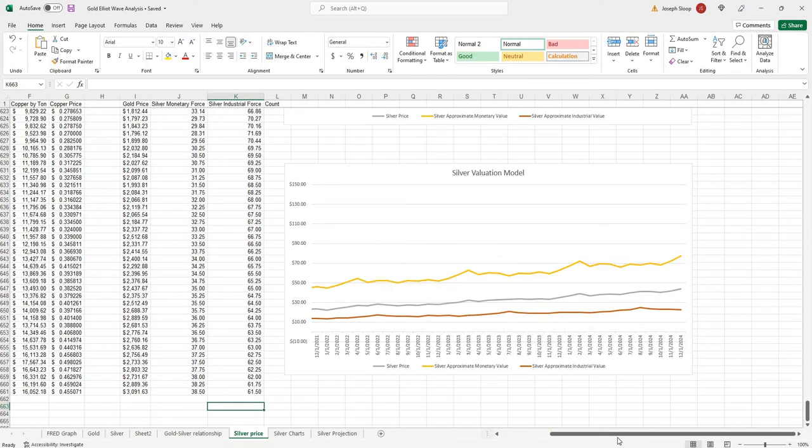So trying to chart that out here and forecast is much more difficult. Why? Because we don't know when the crescendo is going to be. We don't know when the peak of gold is going to be reached.